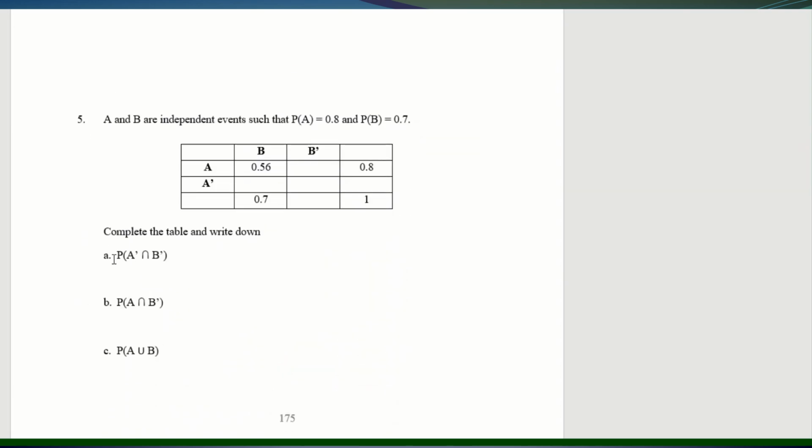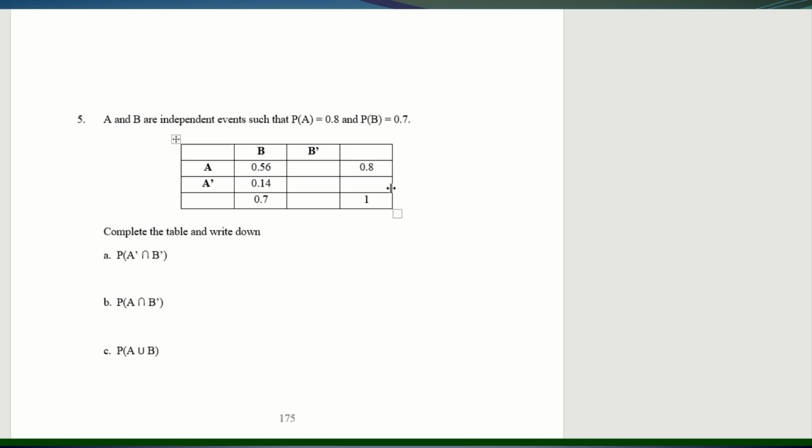Okay, question 5. A and B are independent events where A is 0.8, that means the total of A is 0.8, the total of B is 0.7. So you can find this, right? Correct or not? So what is that value? Where you can fill up, you fill up first. Alright? So this will be 0.14.